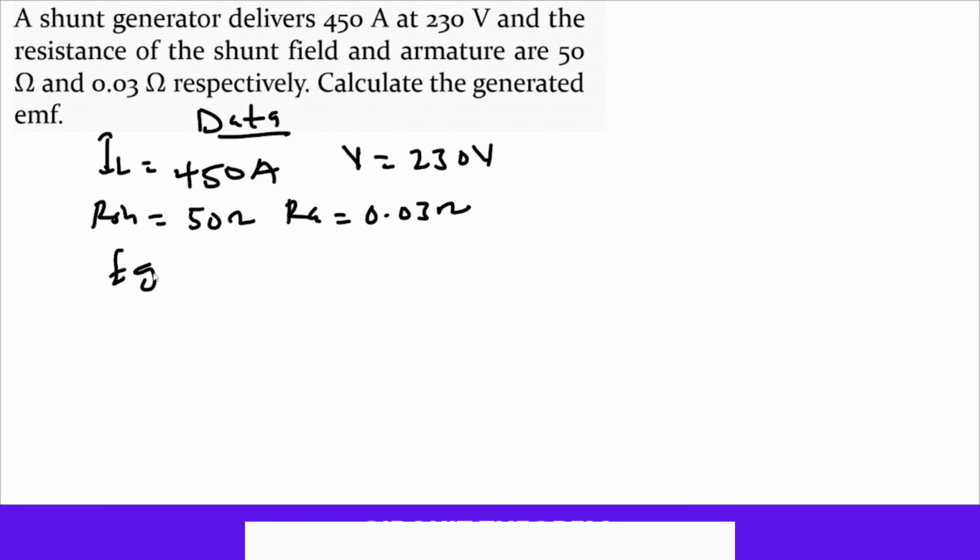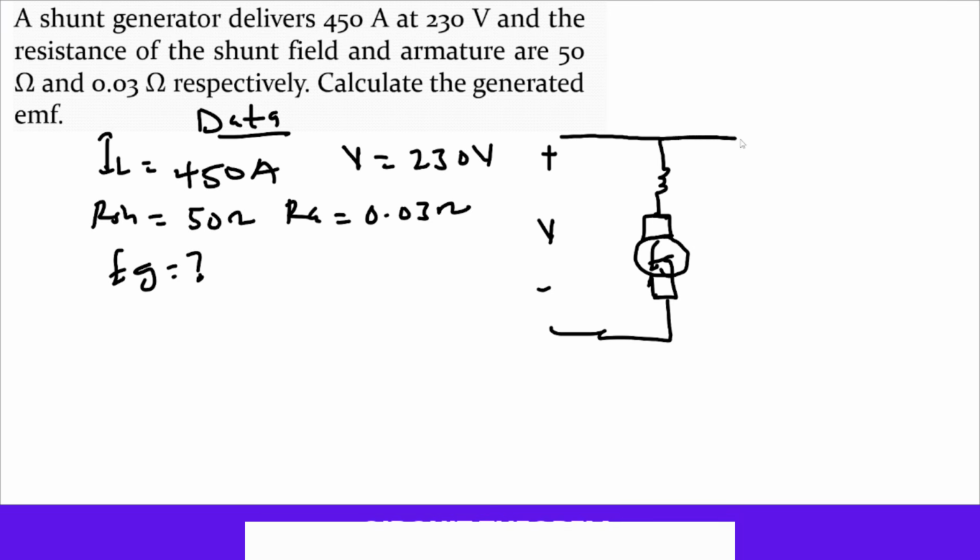So we have to calculate what? EG. Now for us to be able to do this, the best way is for us to draw our circuit diagram. Here we have the armature, and then we have our motor. Assuming any series resistance is given to us, we could just add it. We have our motor this way, which has the generated EMF in it. And then we have the terminal voltage, so positive and negative. And then finally we have the shunt. So we have the shunt resistance in parallel with it.